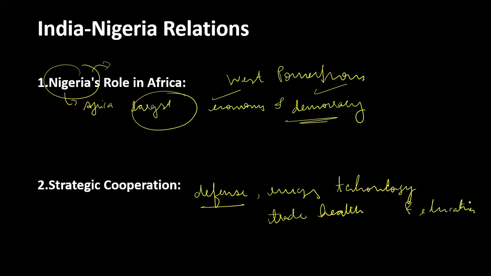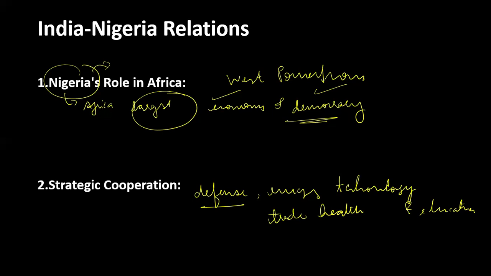Also, we are making sure that security concerns such as terrorism, piracy, and drug trafficking are central to bilateral discussions, with India aiding Nigeria to counter terrorism efforts. So we are also trying to make counter terrorism efforts against a group like Boko Haram. There are some groups there, and we are trying to counter terrorism with the help of this strategic cooperation.